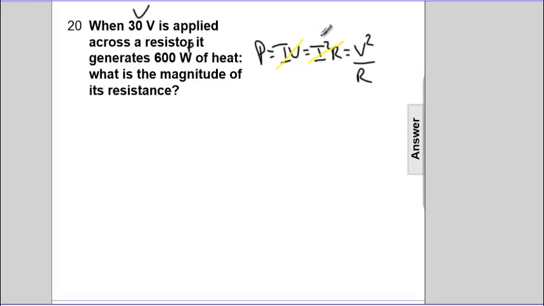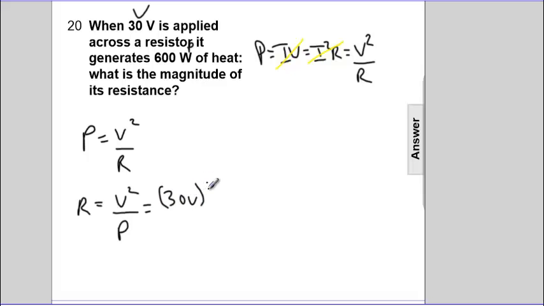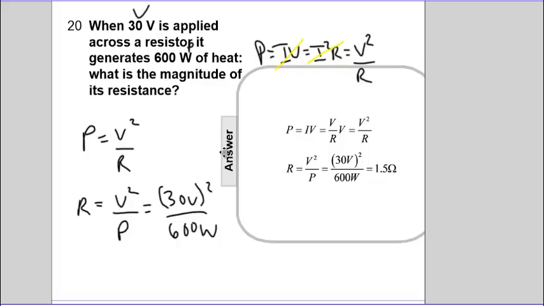Do we know the power? Yes. We know P. Do we know voltage? Yes. Solving for R. So we use the last equation. Power is V squared over R. Solving this for R. R is V squared divided by P. Subbing in 30 volts squared divided by 600 watts. 30 squared will be 900 divided by 600 will give us 1.5 ohms.